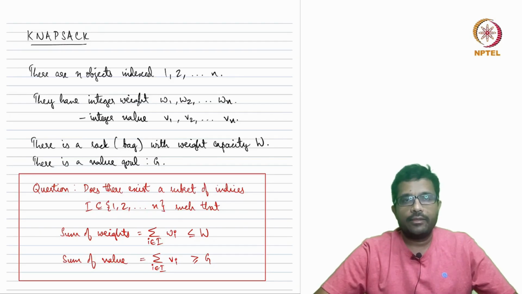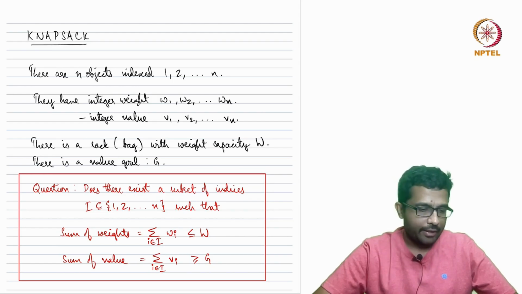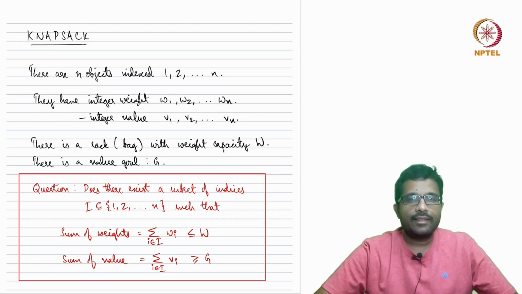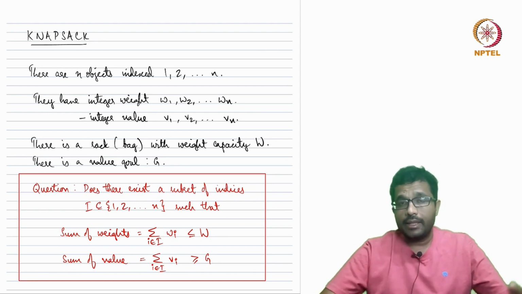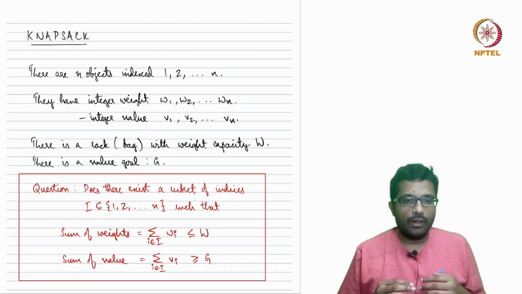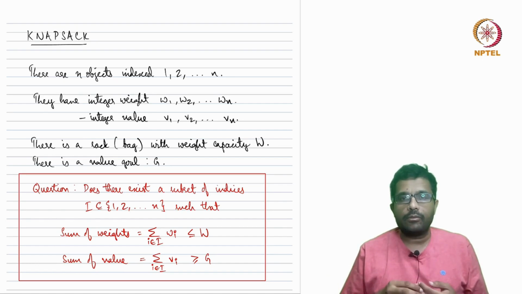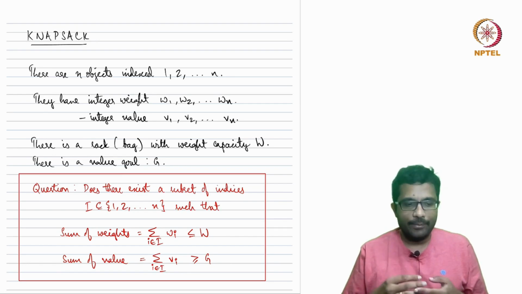Hello and welcome to lecture 55 of the course Theory of Computation. In this lecture, we see yet another NP-complete problem, which is knapsack. In the previous lectures, we saw many other NP-complete problems. We saw problems based on Boolean formulas, like SAT, 3SAT, etc. We saw problems based on graphs: clique, independent set, vertex cover, etc.